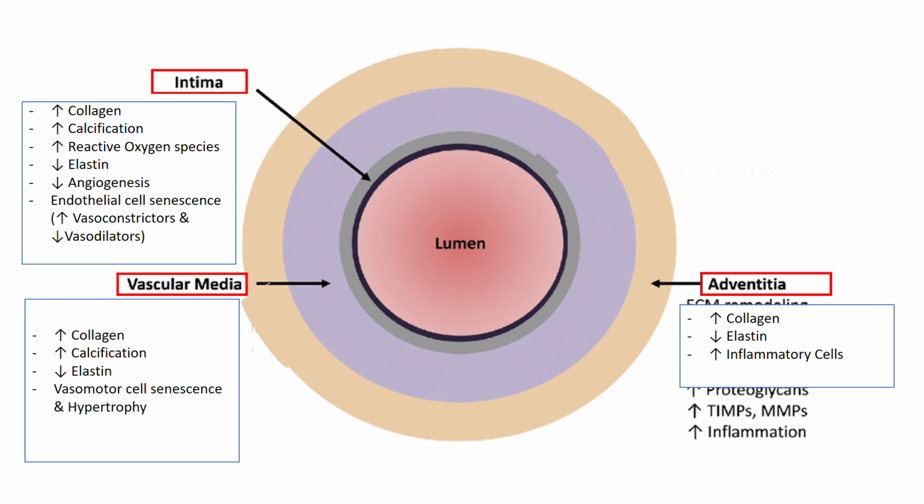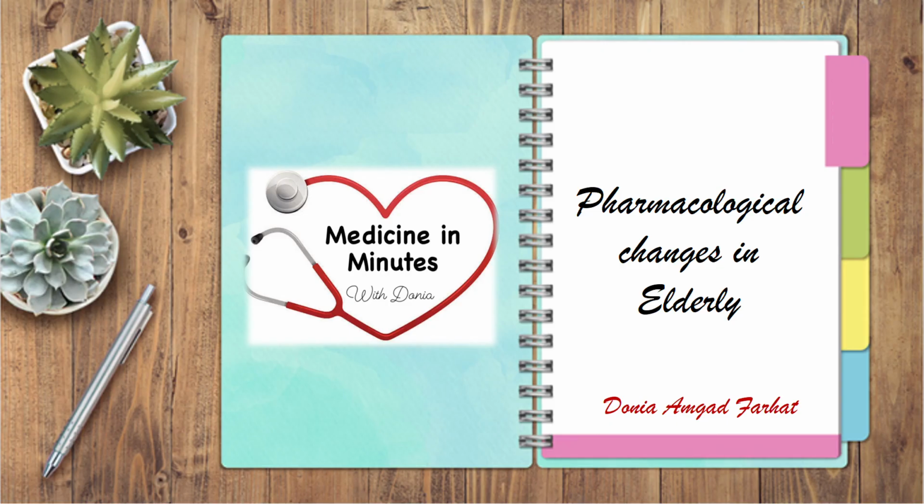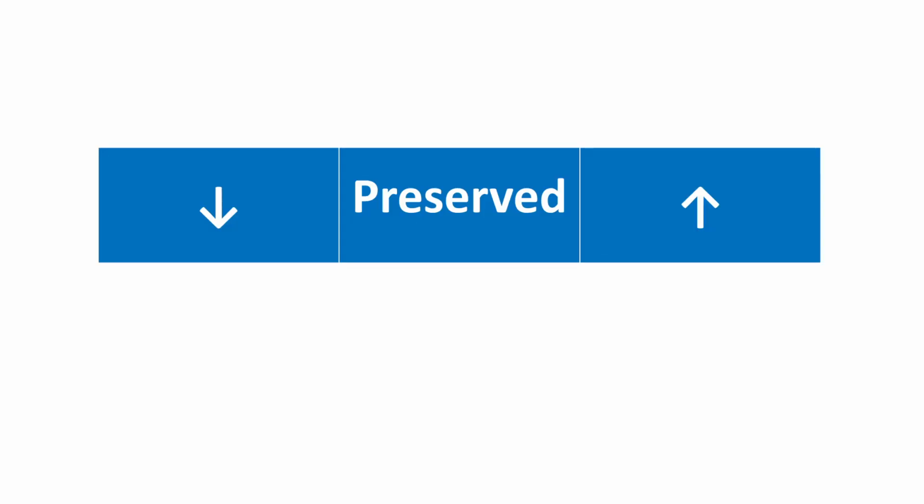Now, let's move to the final lecture, which is pharmacological changes in elderly. Pharmacological changes in elderly: some features are decreased, some features are preserved, and some features are increased.